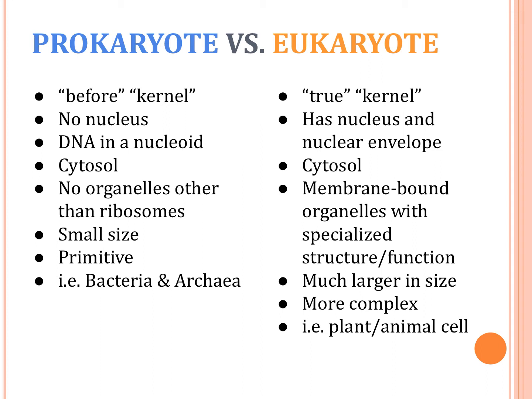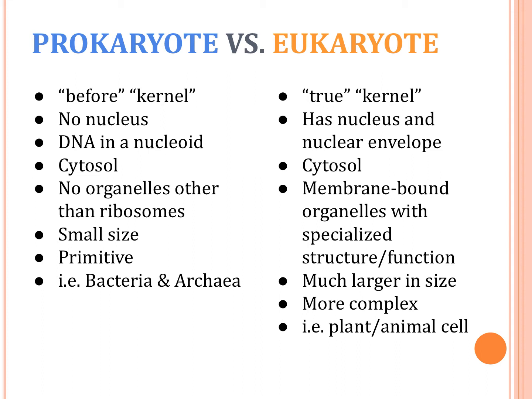So now that you've been introduced to prokaryotes, let's go ahead and compare prokaryotic versus eukaryotic cells. Prokaryote means before the karyon or kernel, so pro means early or before, and that kernel is referring to the nucleus itself. Eukaryotic cells do have a nucleus, so eu means true and karyon means kernel, so it has a true kernel or nucleus. Prokaryotic cells do not have a nucleus. Their DNA is just coiled up. It's usually a circular chromosome in a nucleoid fashion.